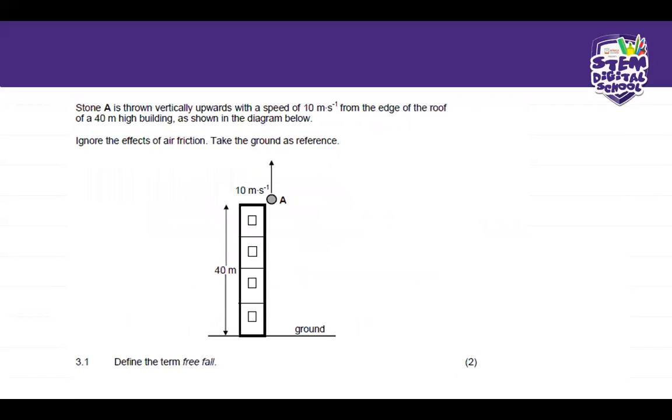So now we move to our last question, which says that a stone is thrown vertically upwards with a speed of 10 meters per second from the edge of the roof of a 40-meter high building, as shown in the diagram below. Ignore the effects of friction. Take the ground as reference. Number 3.1. Define the term free fall.